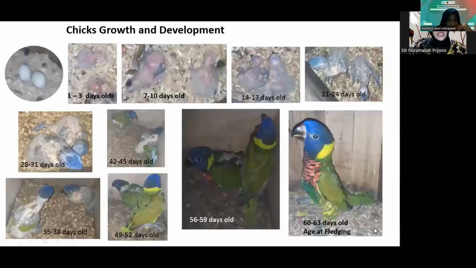Chicks growth and development is from 1 day until 63 days old at fledging.